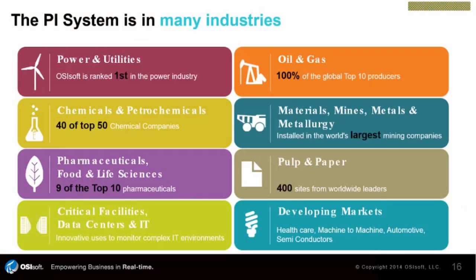Now, the Pi system is in many industries. Here's a short list of some of the major industries that we're in. As you can see, we're very strong in the power industry and oil and gas, but we're also used quite prevalently in other businesses like pulp and paper, chemical, and petrochemical industries.